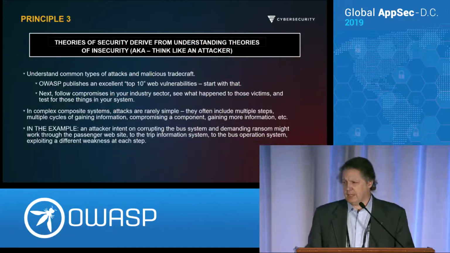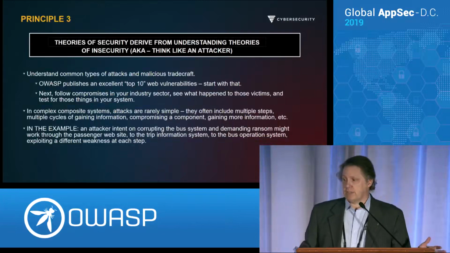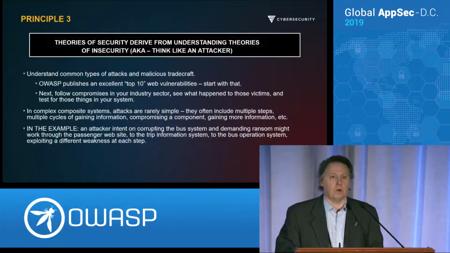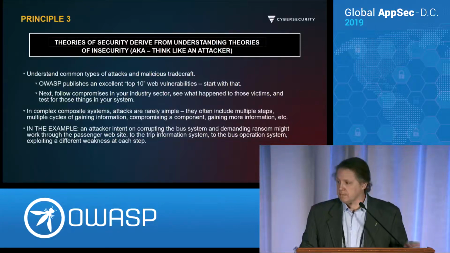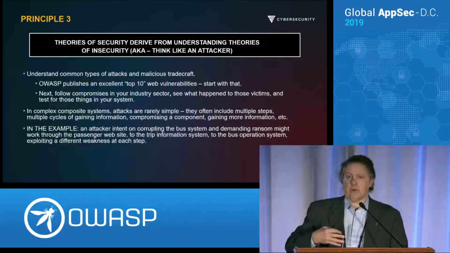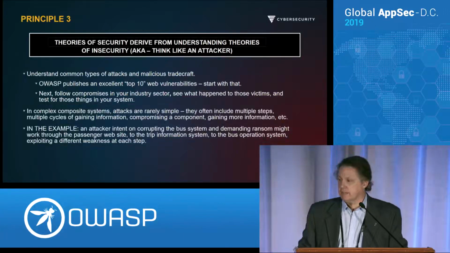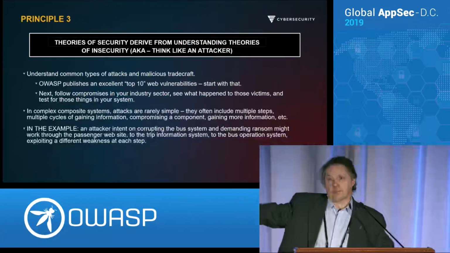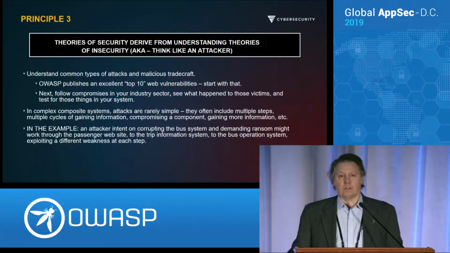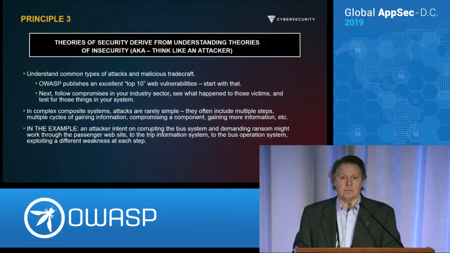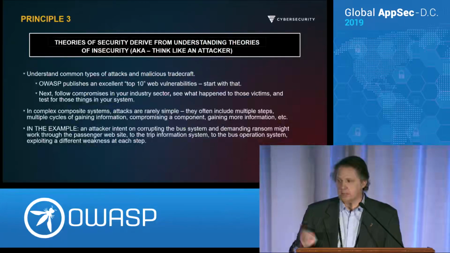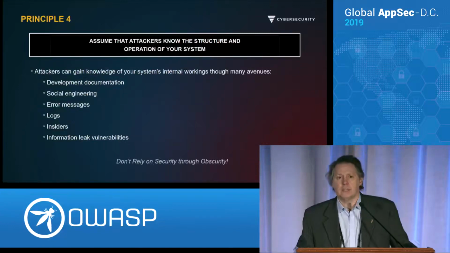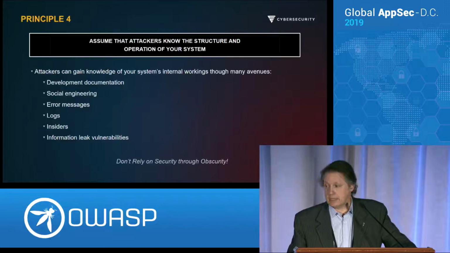Okay. So in the smart city example, if an attacker was intent on corrupting the bus system so that they could demand ransom from the city, which I think we all agree is a reasonable scenario these days, they might start with the passenger website, because that's public, anybody can access it, jump from there to the trip information system, which depends on information from the bus operation system, and once they're in the bus operation system, they can screw up the bus schedules and cause the buses to run out of gas and all the rest of that kind of thing.